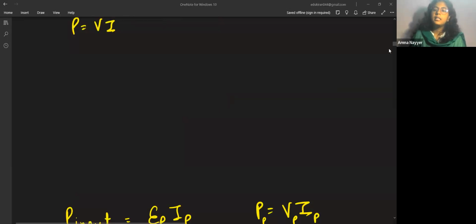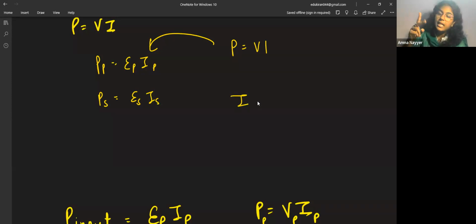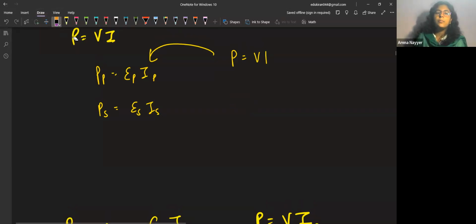Now, when we talk about power, so power in the primary will be EP into IP, and power in the secondary will be ES into IS. Now, class, when you will use this relation, P is equal to VI, based on this, we have written this. All right. Now, when we're talking about current, so current will be opposite. I have told you, ES by EP will be equal to NS by NP.